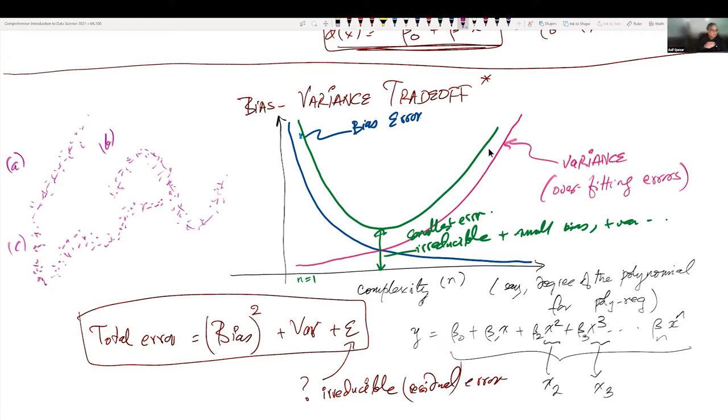Now think about A, B, C, the three data sets, right? For A, what is the ground truth saying? What could be a more effective model? Which degree of polynomial will give you an effective model? Basically a linear line. So here n is equal to one. So you have very low bias errors to begin with, and the variance errors will start shooting up if you go beyond one.